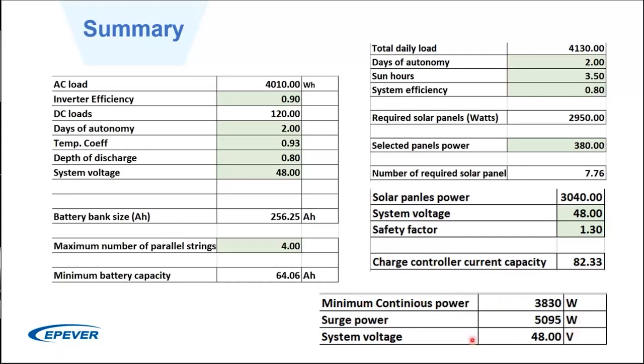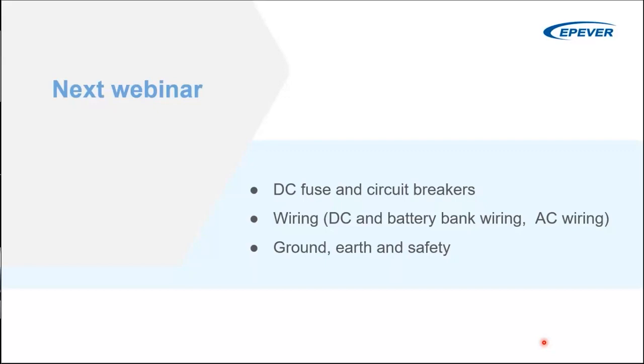And finally, these are the calculations about the inverter. We need an inverter that surges with this amount and minimum continuous power of this amount, and the system voltage is this amount. So we have finished designing the system, but it's still not complete. Because this was long enough, we could not cover all the concepts in one webinar. In the next webinar, we are going to calculate the DC fuses required in the system, and the circuit breakers. We are going to look at the wiring principles, which is really important, of the DC and battery bank wiring and the AC wiring. And then we are going to have a look at the ground, earth, and safety.